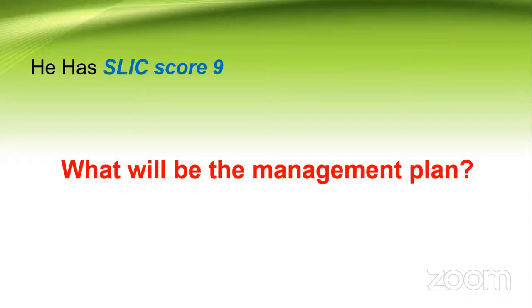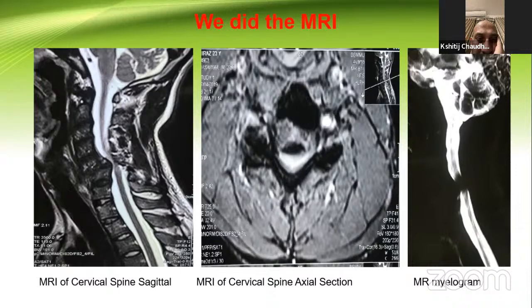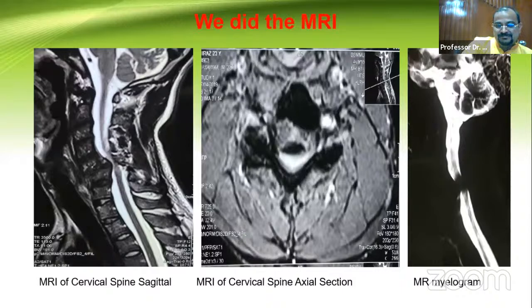Can you go back to the images? Okay. This is the MRI of the cervical spine, sagittal, axial section, and MR myelogram. And the CT? I did not do any CT, because the patient cannot afford the two investigations, CT and MRI. As there is a chance of neural compromise, I was in favor of MRI.